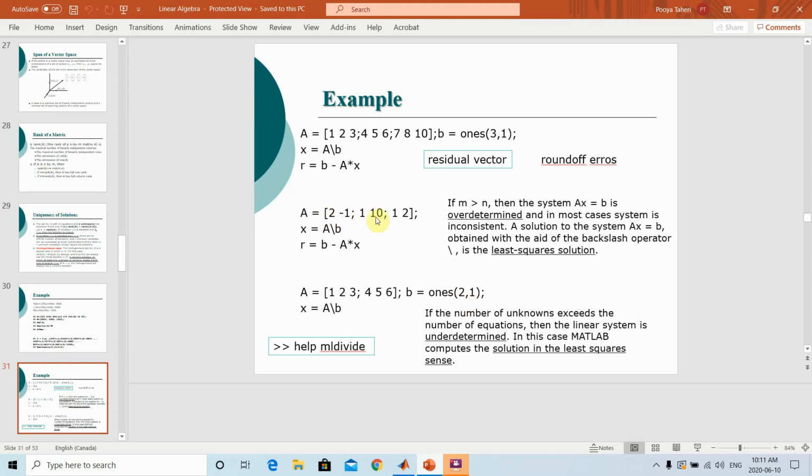So again, I want to emphasize on this that we have 3 rows and 2 columns. We have 3 equations, 2 unknowns. So here you have an overdetermined system. If you have 2 unknowns, ideally we only need 2 equations to find a unique solution. If you have 3 equations, most probably one of these equations is going to be inconsistent with the other 2. So then that means that our system doesn't have any solution.